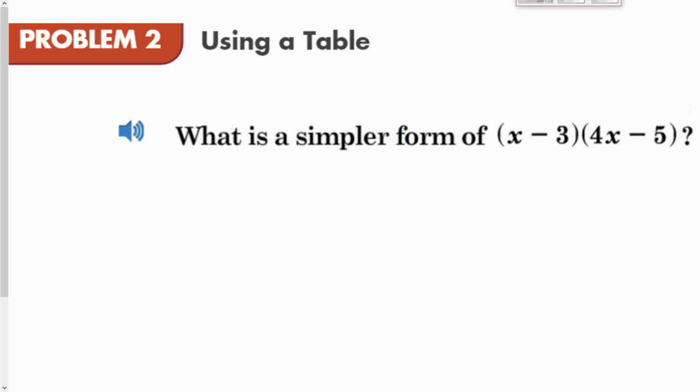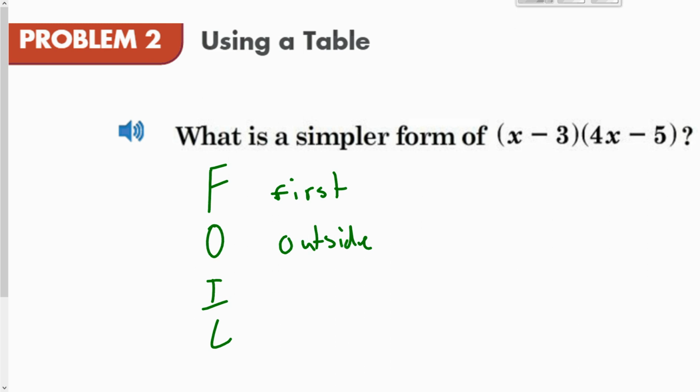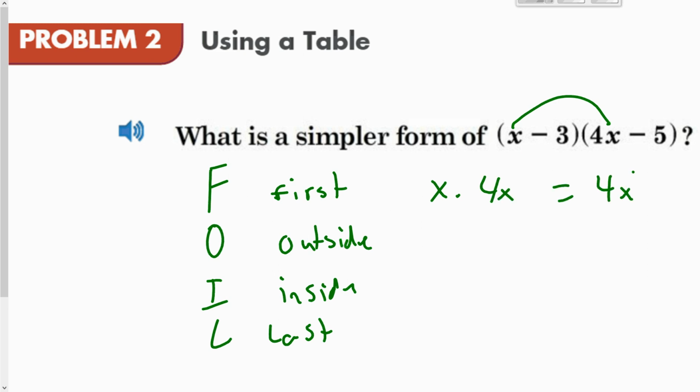So now I'm going to use the FOIL method, even though it says use the table. So if you want to, you could switch those. But basically, they're doing the same thing. So the FOIL method, the F-O-I-L stands for first, outside, and sometimes people use different words for these, inside, and last. Okay. So first is first times first, so x times 4x, that equals a 4x squared.